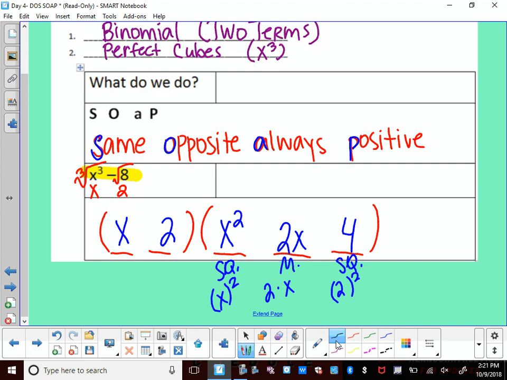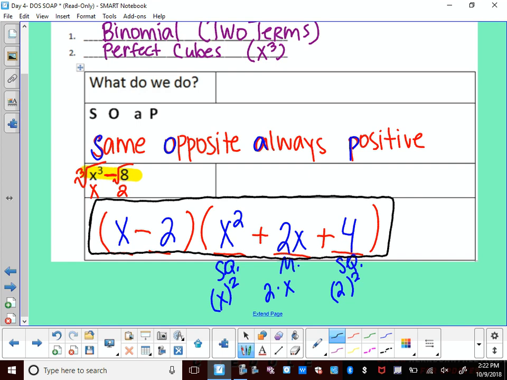To complete this, I need to make my signs. Your signs are going to start with the original. That was x cubed minus 8. This is where same, opposite, always positive comes into play. If I have the same sign, I start with a negative. The opposite, it goes to positive, and always positive is a plus. That is my answer. This is how we factor a binomial with cube roots.